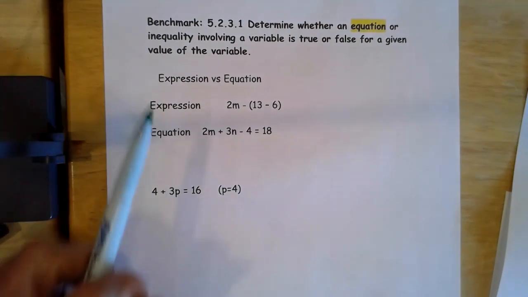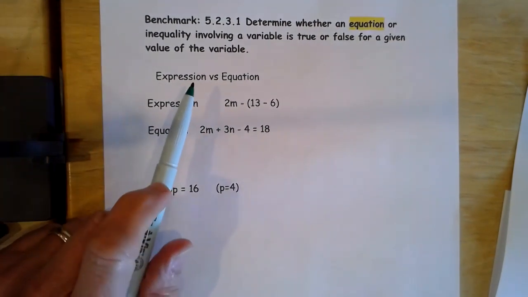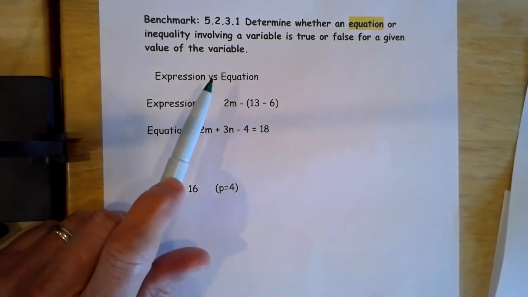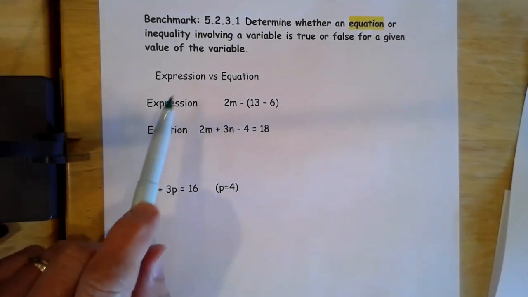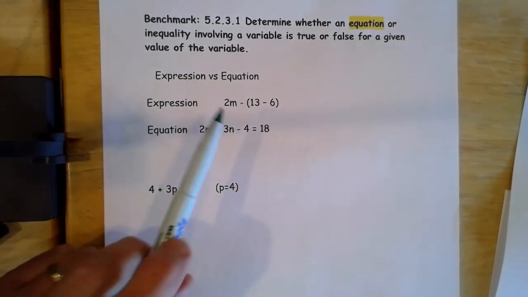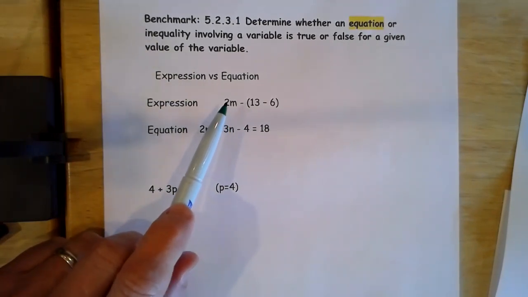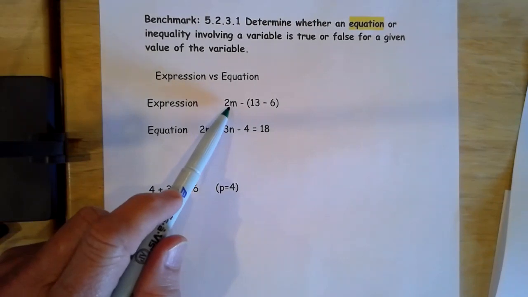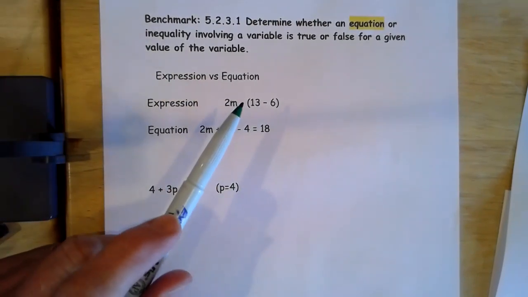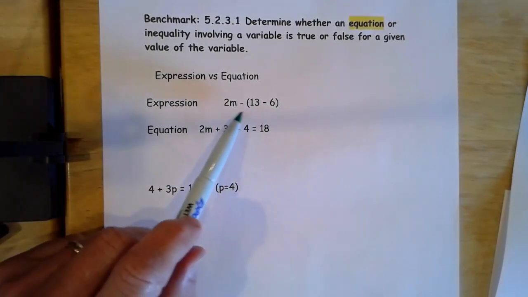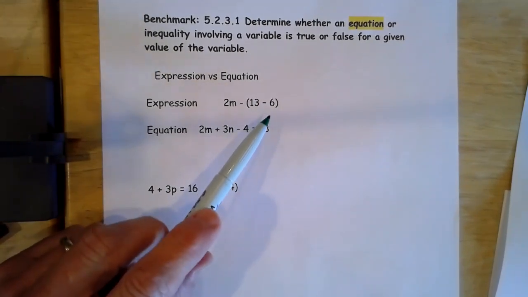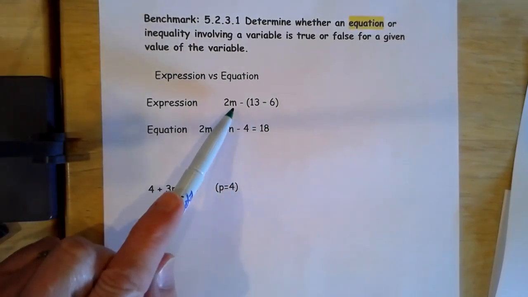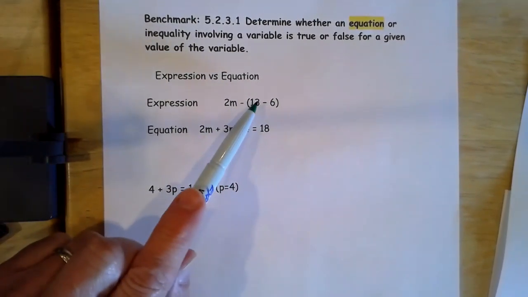Yesterday, we looked at expressions. So I just want to clarify the difference between an expression and an equation. Remember, an expression uses numbers, variables, and different mathematical operations such as multiplication, subtraction, addition, division. In this case, we have an expression. So if I was given a value for m, I'd be asked to solve this expression.